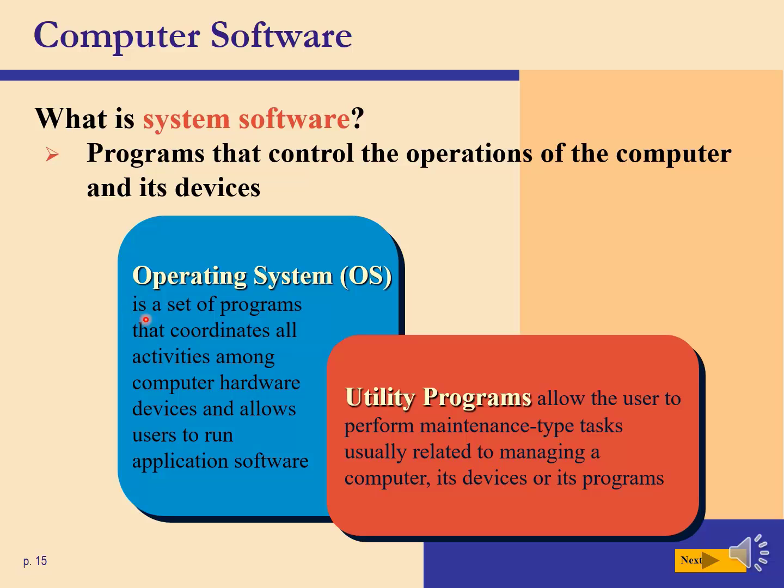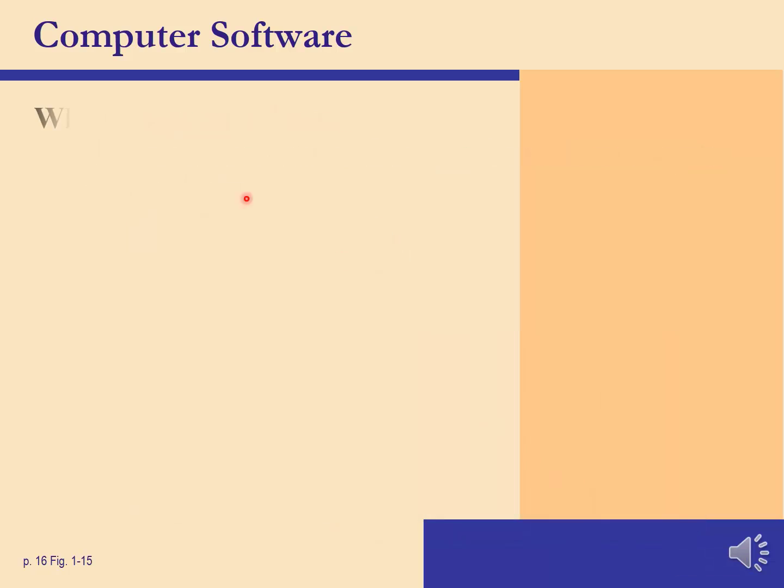Then what is operating system? Operating system is a set of programs that coordinates all activities among computer hardware devices and allows the user to run application software. Utility programs allow the user to perform maintenance type tasks usually related to managing computers, its devices or its programs.